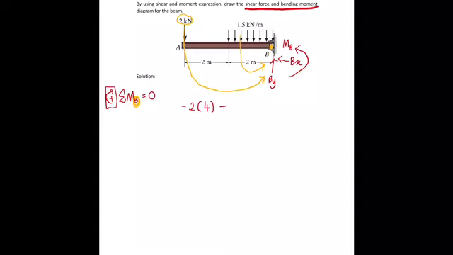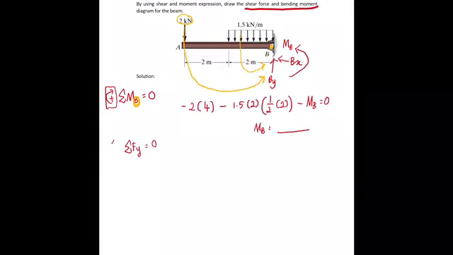minus, how to solve for UDL, 1.5 times 2, and the distance is 1/2 times 2, and then minus MB is equal to 0. Then MB is equal to what? Okay, and then when you get the MB value, then calculate for By.